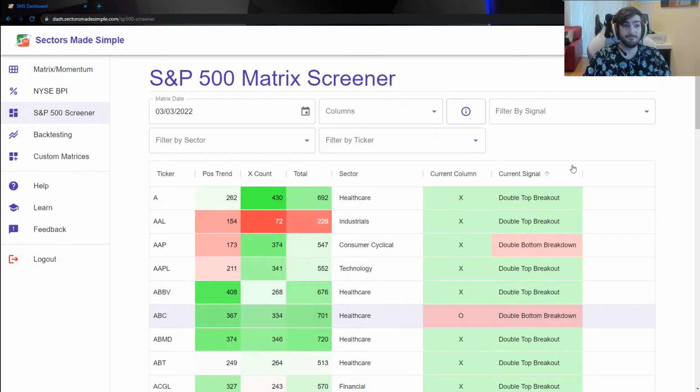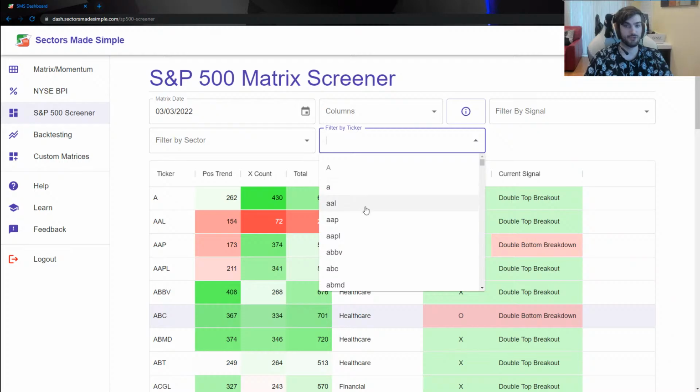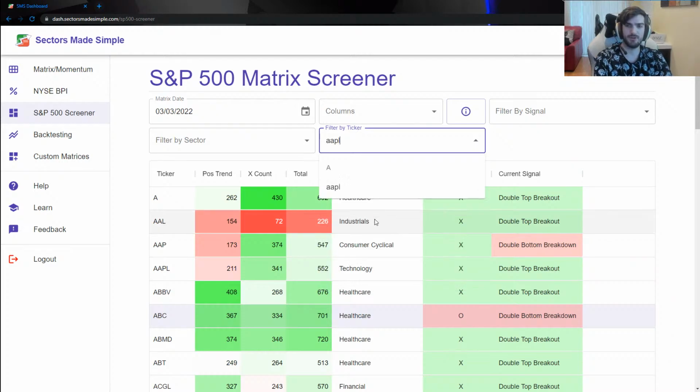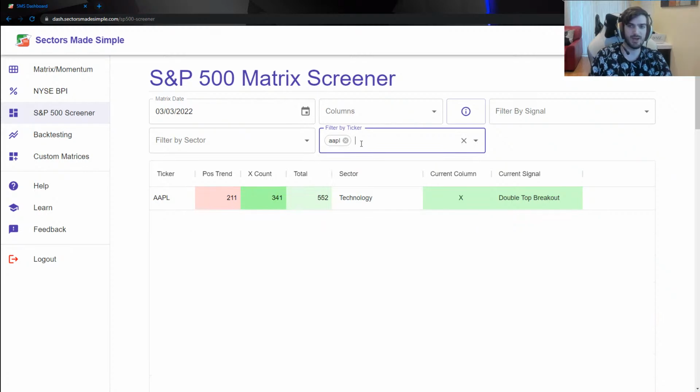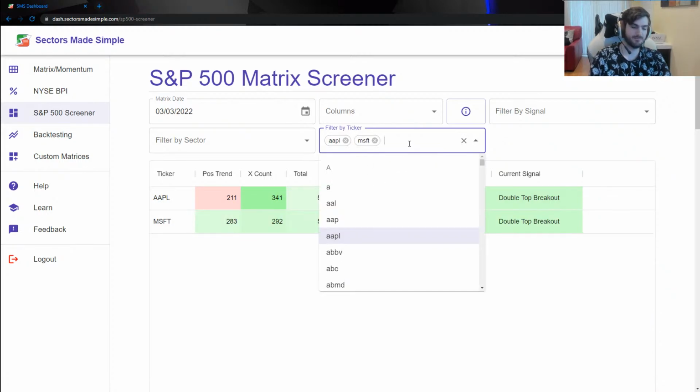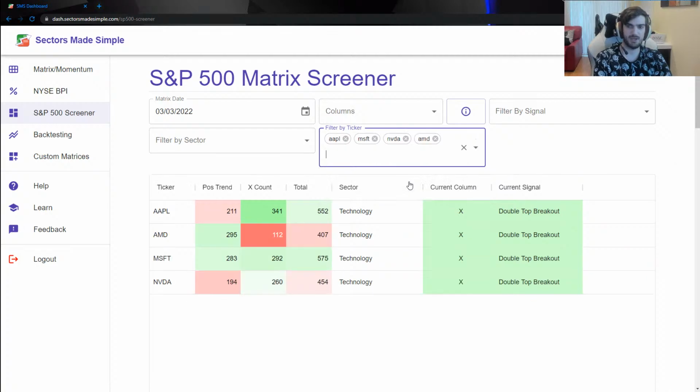Now, what good would a screener be if you can't screen for it? So in addition to all of this, what we offer is the ability to filter by many of these different choices. You can filter by ticker to search for specific companies. So maybe you're interested in big tech companies. So you can do Apple, Microsoft, NVIDIA, AMD, so on. And you can create a list of only the companies that you're interested in.